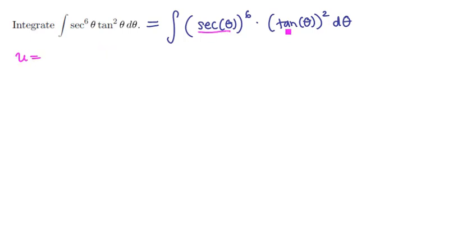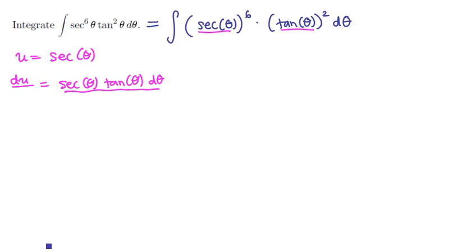Our two choices are secant and tangent, and since secant's raised to the bigger power, let's try it first, see if we can get rid of the more problematic power. The derivative would then be secant theta tangent theta. Oops, that should be a d theta down there. We can multiply both sides by a d theta to get this differential right here. Does it fit? Well, let's rewrite this just to make sure.